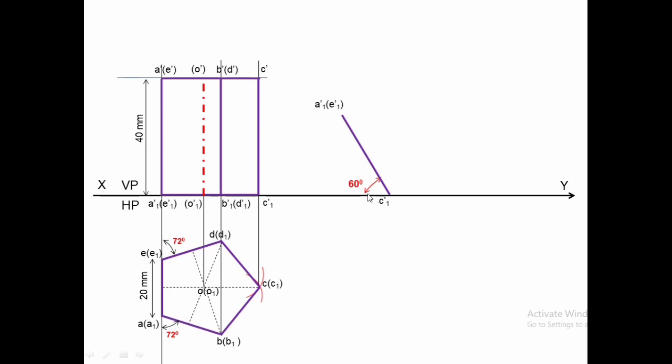Now since the base is inclined at an angle of 60 degrees to HP, keep the edge on which it rests on the corner on the XY line. Measure this length C1A1, mark it at an angle of 60 degrees to HP. You are drawing a line here. Then complete the other lines, mark the other points, name it.